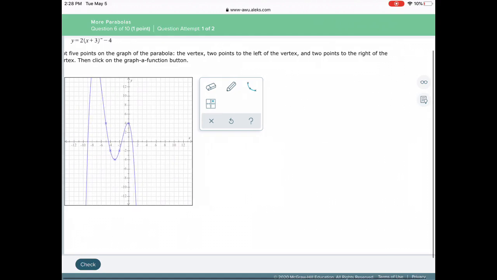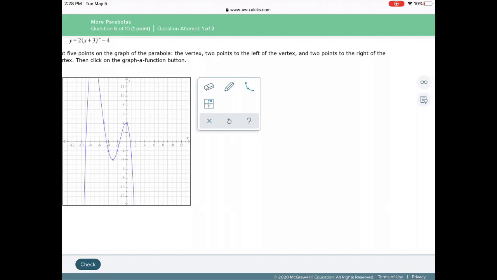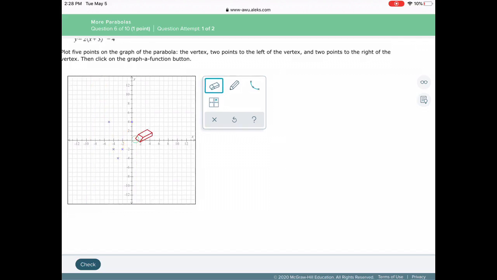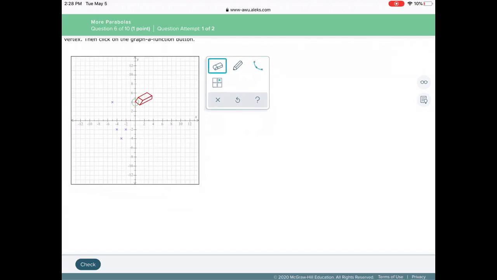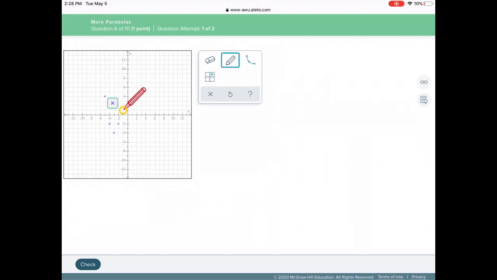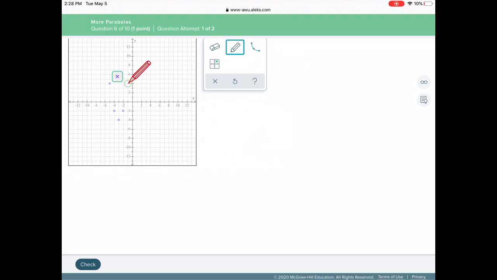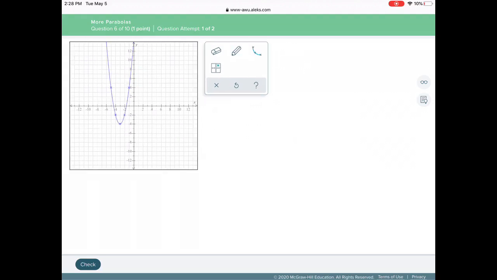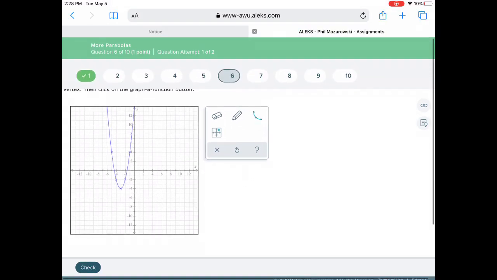Now, when you get something like this, something went wrong, and I can see right away what it is. I messed up this point. That was not at -1. Now it's at -1. Now it looks much better.